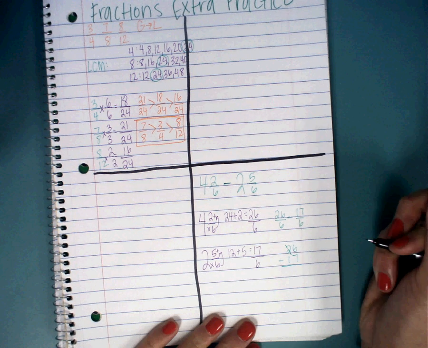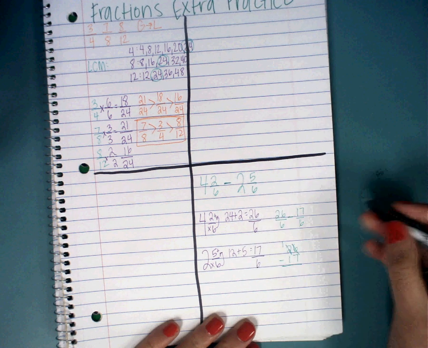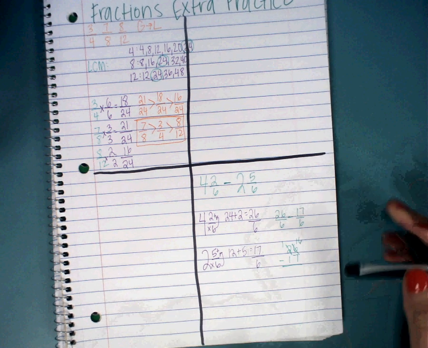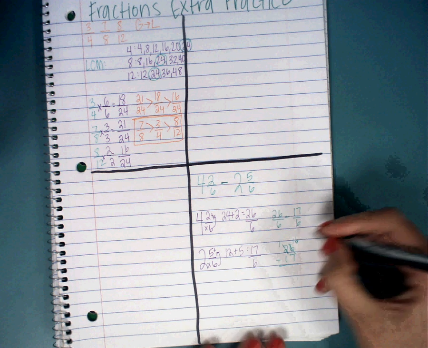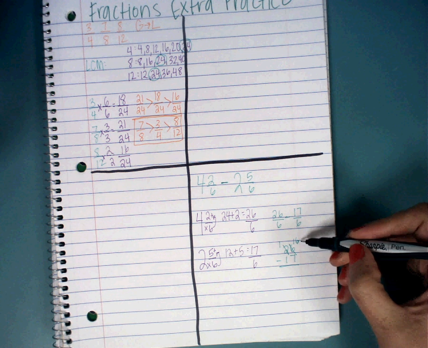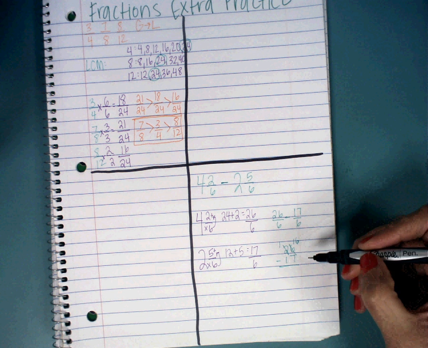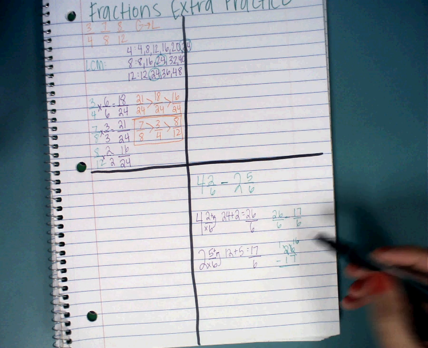A lot of you, a thing that I'm seeing, especially when this is a 1 right here in this place, you're making this 10 always, and it's not true. It's going to be 10 plus whatever was already in the 1's place. Just a little tidbit for you. So 16 minus 7 is 9. All right, so this is going to be 26 minus 17 is 9.